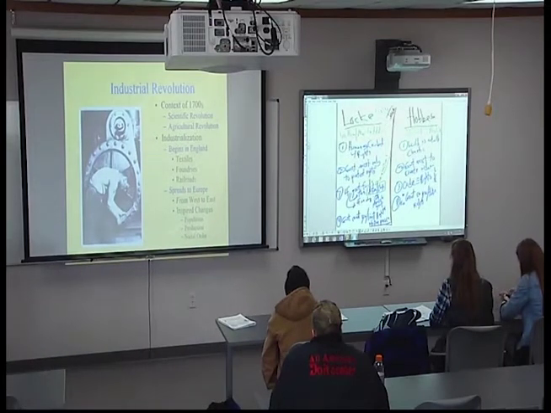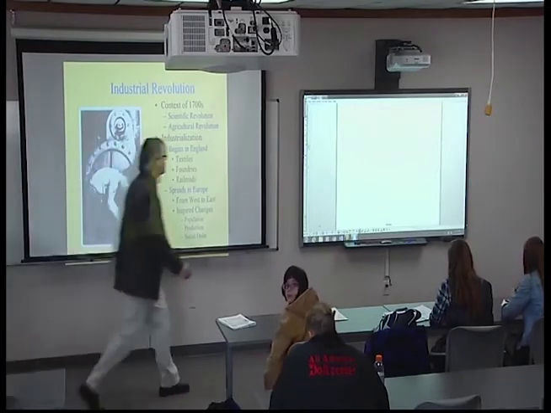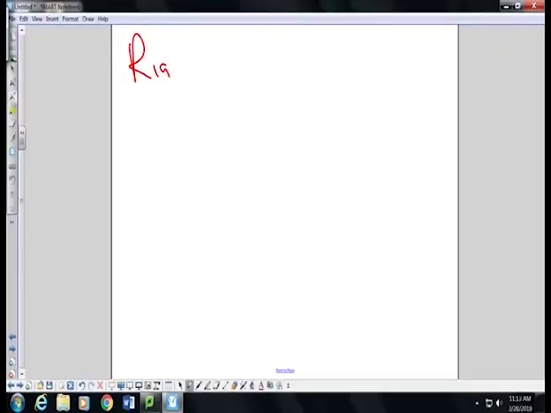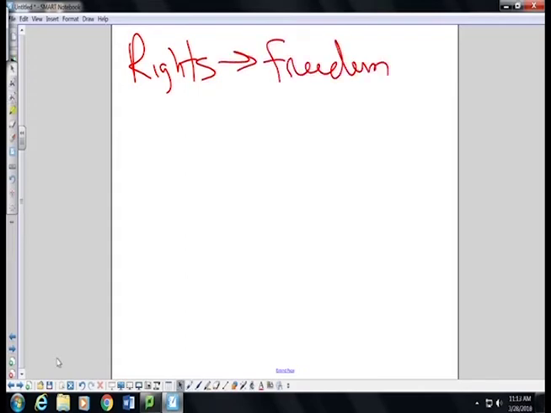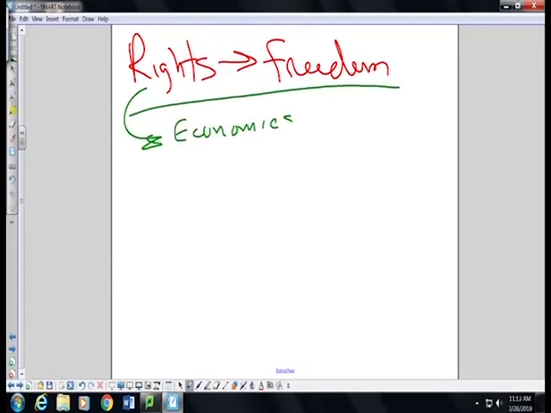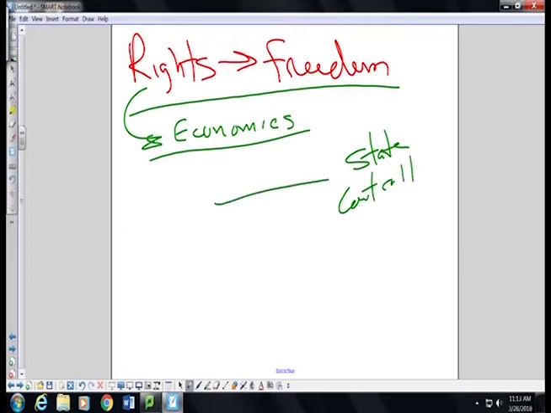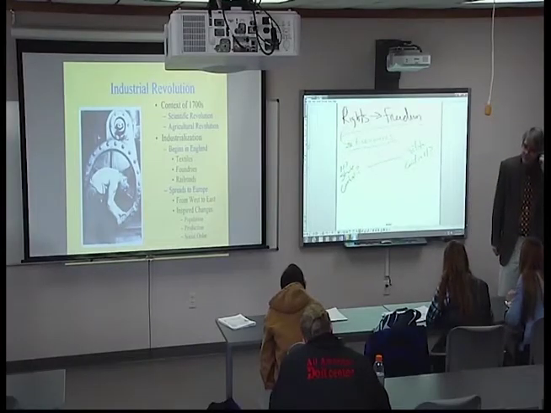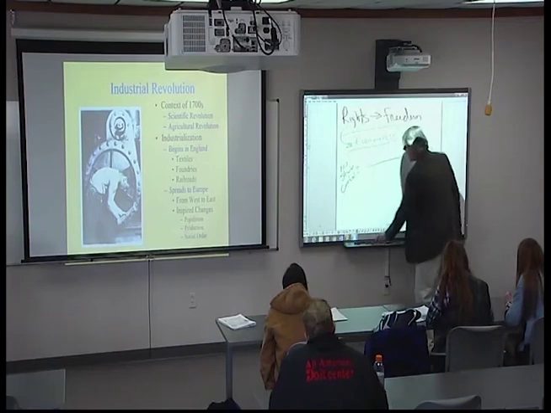The whole essence of the Enlightenment is about rights, right? Rights and freedom. And so that means, in terms of economics, state control versus no state control. Which is more free? Super easy. Oh, no state control? Obviously. Okay, so it's a spectrum.